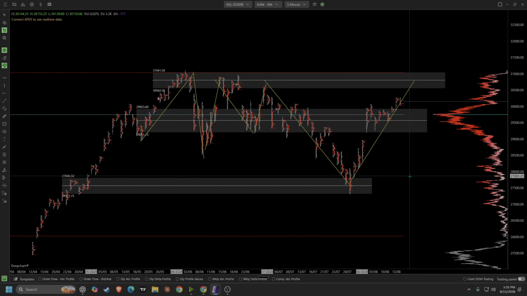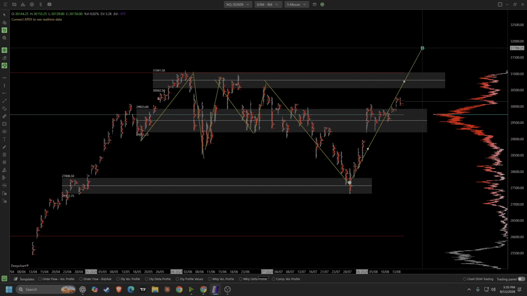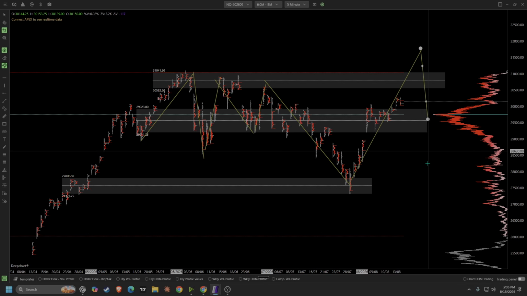to test the value area up here, and likely maybe extend up a little bit higher before we work our way back down, maybe something like that. So hopefully that gives you an idea.